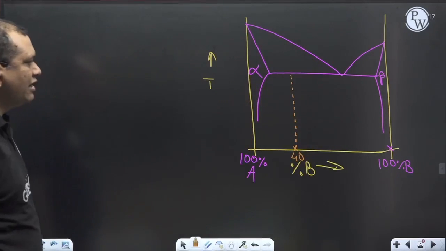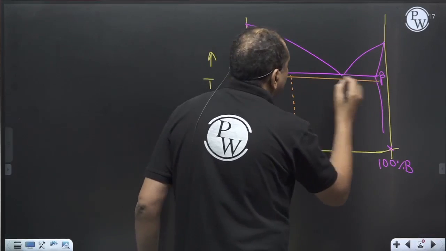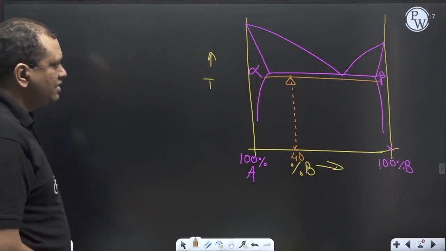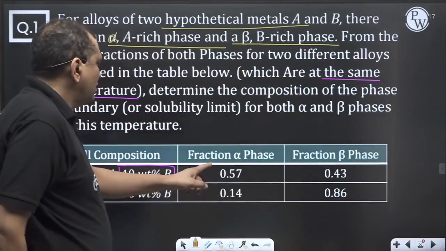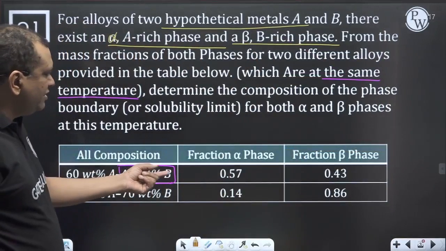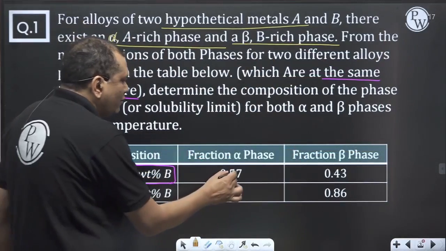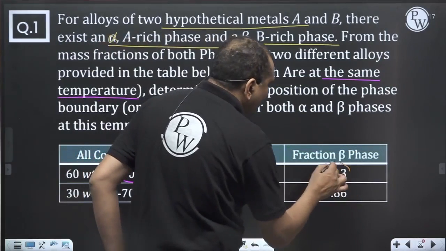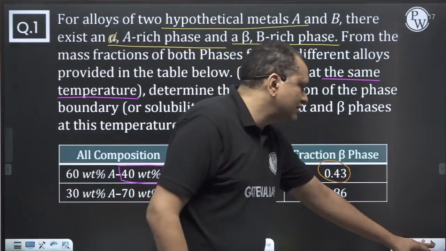Now draw the lever rule. This is the fulcrum. Okay, this is the fulcrum, and at 40 weight percent B, the fractions of alpha phase and beta phase are these. Fraction of alpha phase is 0.57, fraction of beta phase is 0.43. So let us do that.